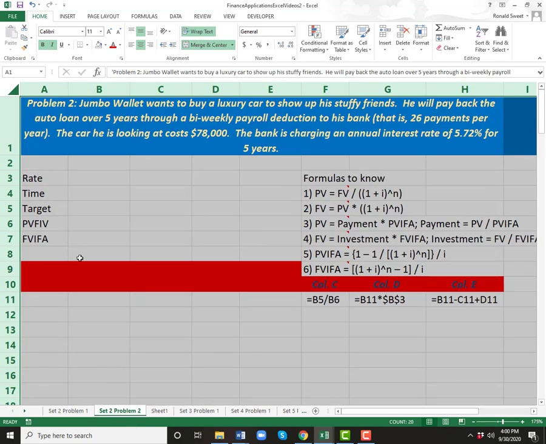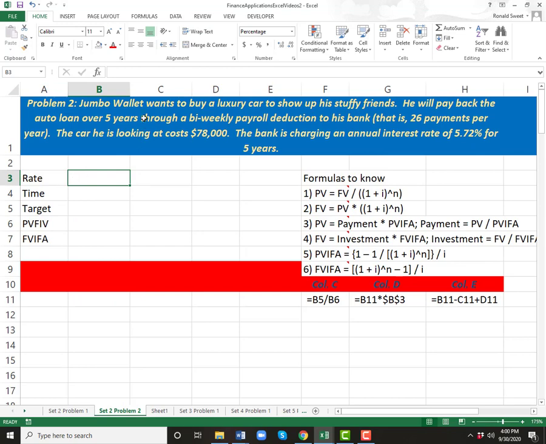So let's look at this one. Jumbo Wallet wants to buy a car. He will pay back the auto loan over 5 years. All right, so 5 years, bi-weekly. Now, does bi-weekly mean twice a week? Here I mean every 2 weeks, so there are 26 bi-weeks in a year. The car is $78,000. There's the target. And the bank is going to charge him 5.72%.